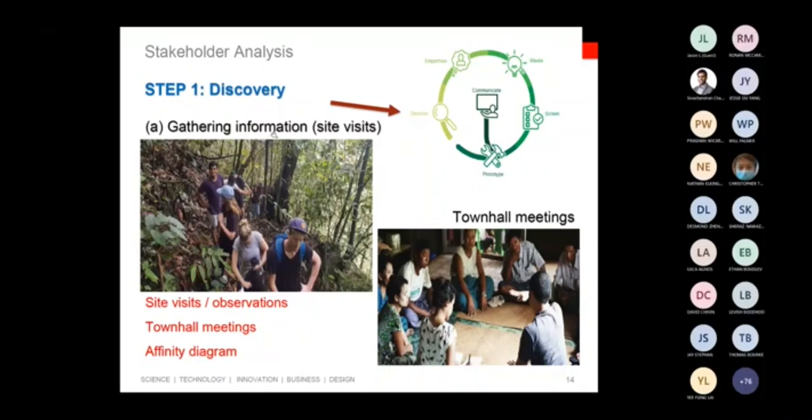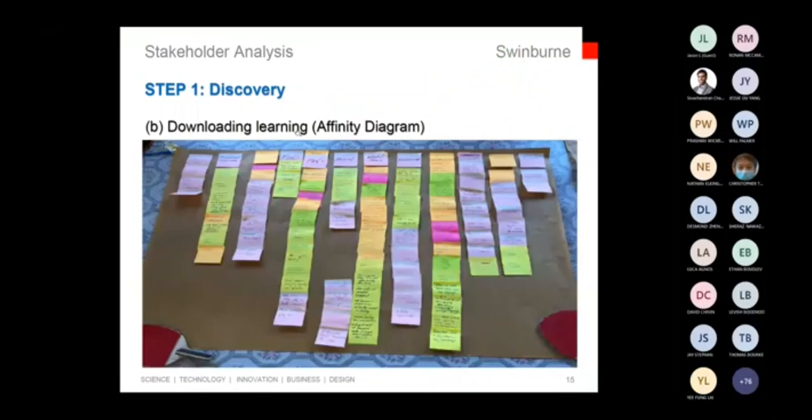And then the second part is where you're now downloading all this information. If you remember when we did the literature review, I showed you something called the affinity process, affinity diagram. That is the same thing that the students have used here. So you use this tool. So it's a versatile tool.